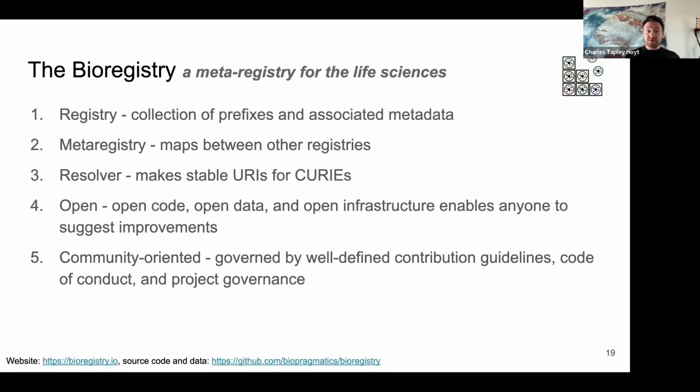The novel part of the meta-registry is that it creates a place where we can store mappings between the prefixes that appear in other registries, using the Bioregistry as a hub for this model. So we can know that the Gene Ontology notion of NCBI taxonomy, which is just called taxon, is the same thing as the OBO Foundry notion of NCBITaxon.